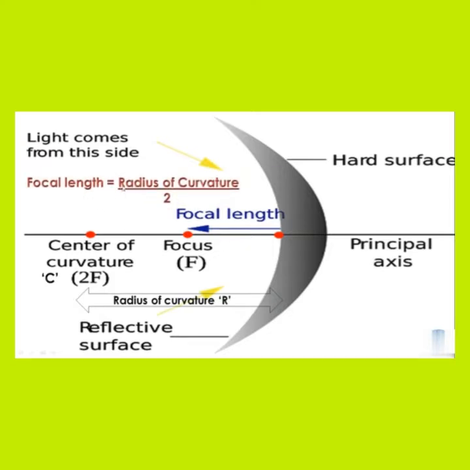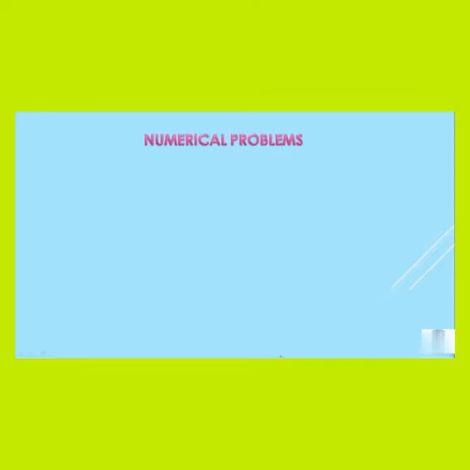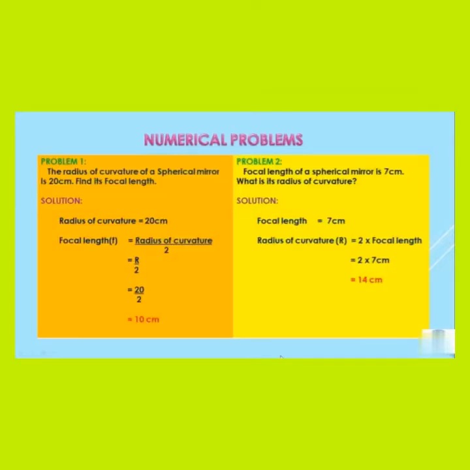Next, numerical problems related to a spherical mirror. Problem 1. The radius of curvature of a spherical mirror is 20 cm. Find its focal length. Solution. Radius of curvature is equal to 20 cm. The formula for focal length is equal to radius of curvature divided by 2. Substitute the value of R. R is equal to 20 cm. Therefore, 20 divided by 2 is equal to 10 cm.